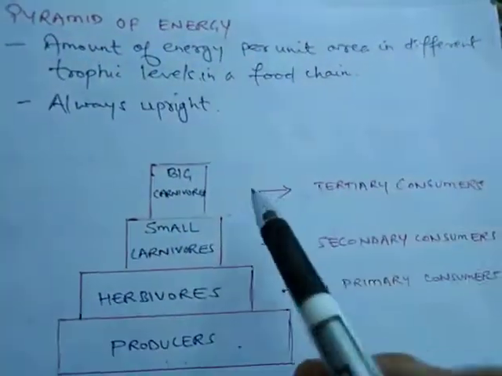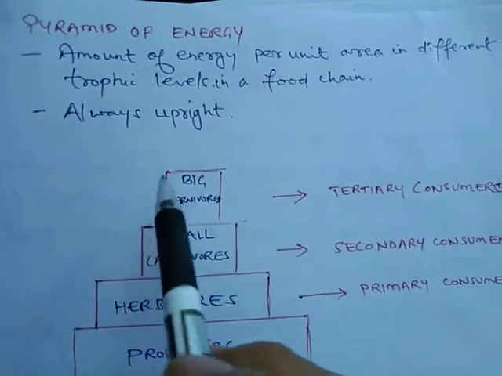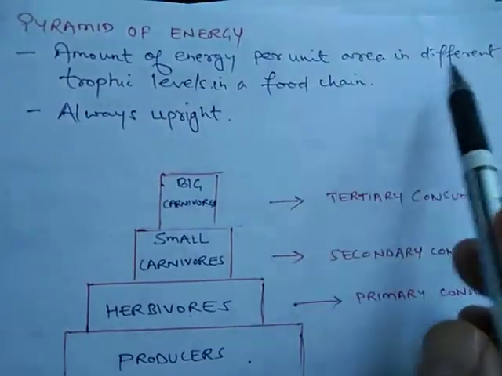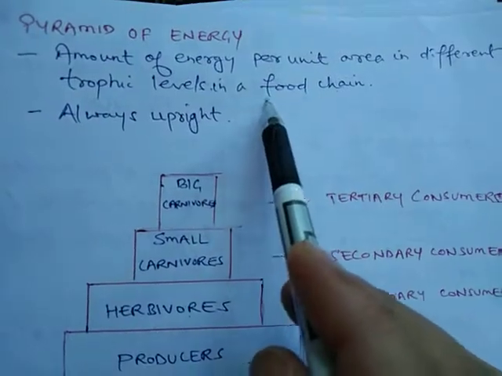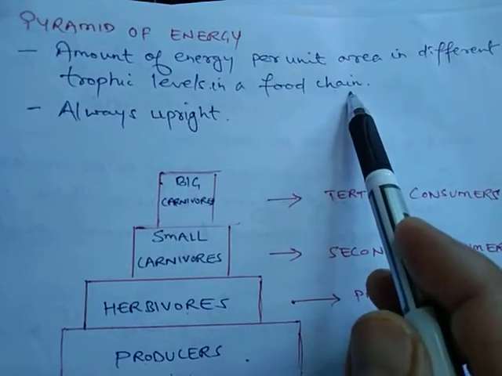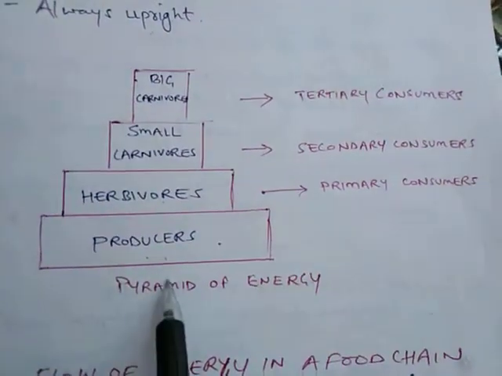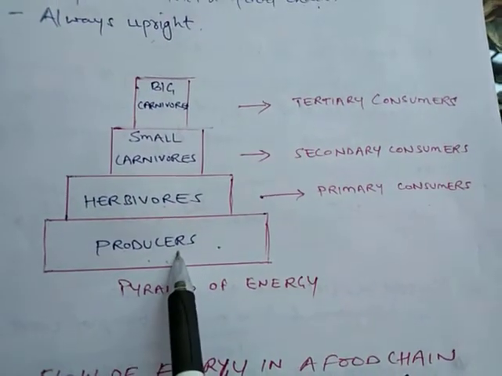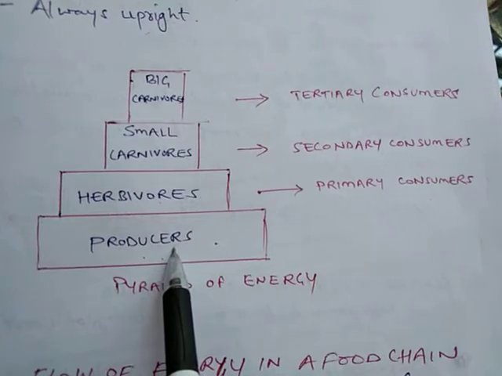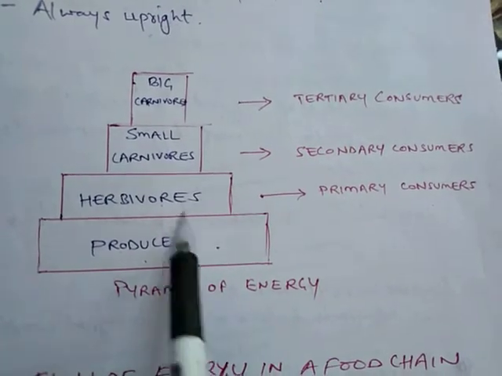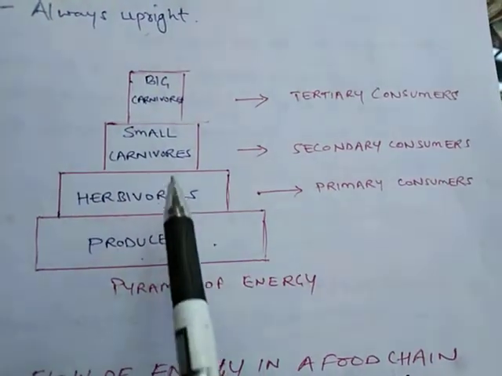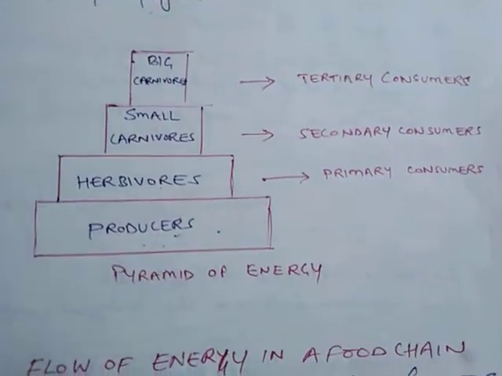Next is pyramid of energy. Now it is very important. You can see the amount of energy per unit area in different trophic levels in a food chain. So it is always upright. You can see producers have the most energy, then at the other trophic levels the amount of energy they get decreases.